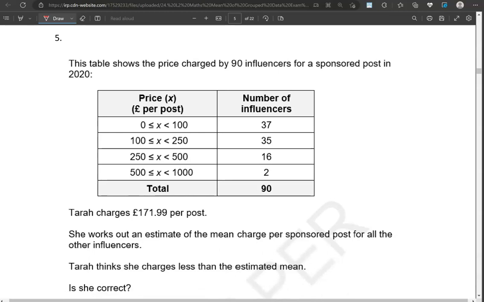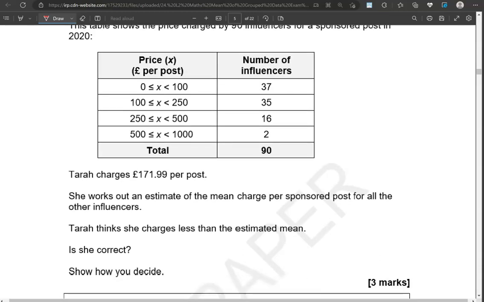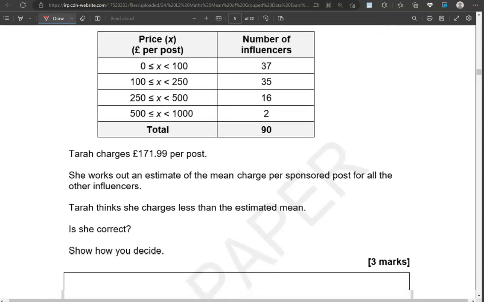This table shows the price charged by 90 influencers for a sponsored post in 2020. Tara charges £171.99 per post. She works out an estimate of the mean charge per sponsored post for all the other influencers. Tara thinks she charges less than the estimated mean. Is she correct? So we're going to work out the estimated mean first and then compare it to £171.99.